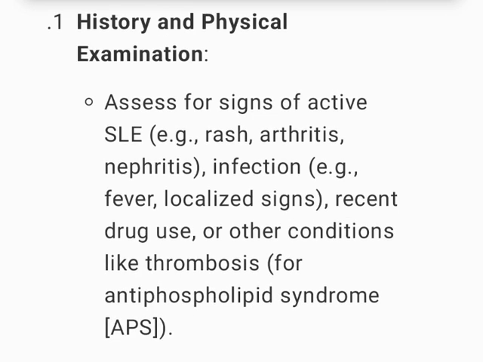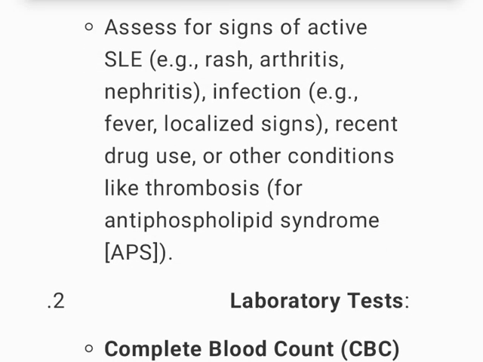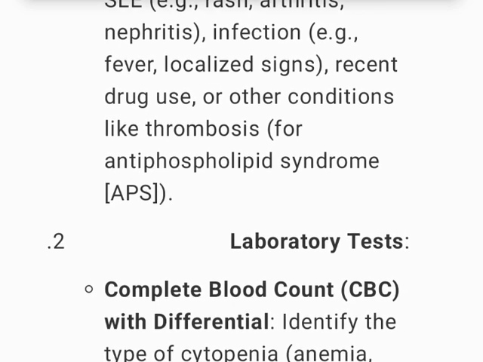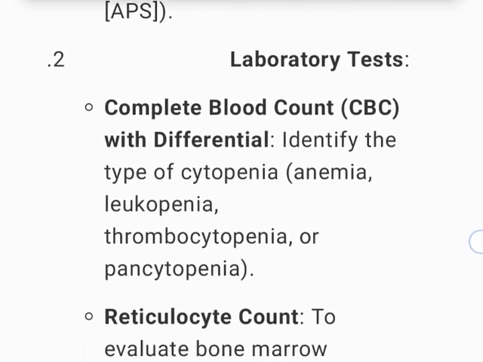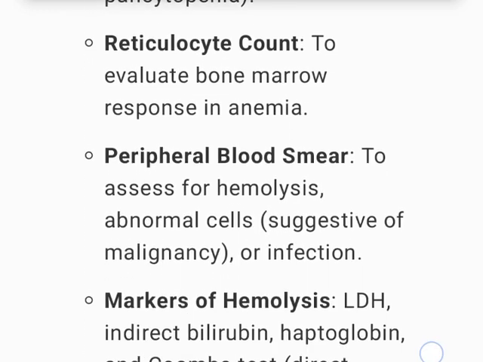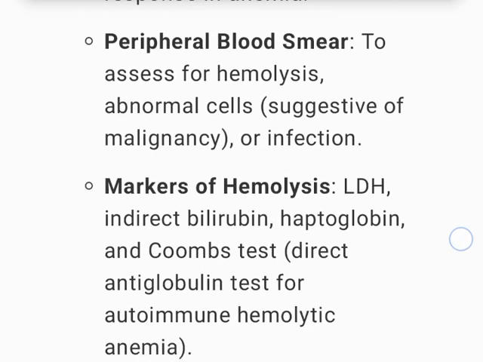1. History and physical examination. Assess for signs of active SLE, e.g., rash, arthritis, nephritis, infection, e.g., fever, localized signs, recent drug use, or other conditions like thrombosis for antiphospholipid syndrome, APS. 2. Laboratory tests. Complete blood count, CBC, with differential. Identify the type of cytopenia: leukopenia, thrombocytopenia, or pancytopenia. Reticulocyte count to evaluate bone marrow response in anemia.